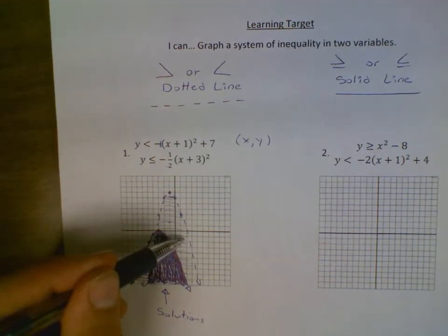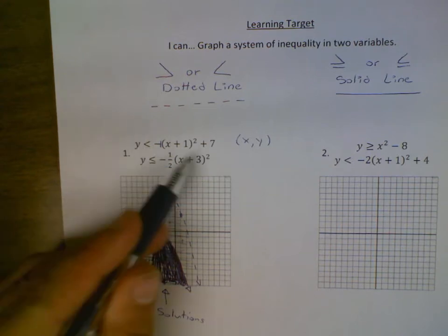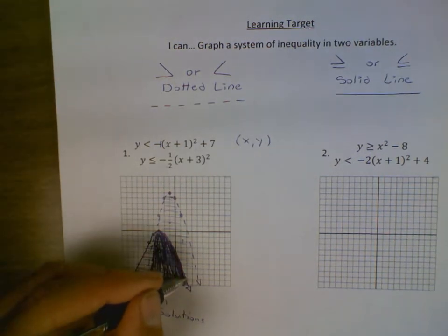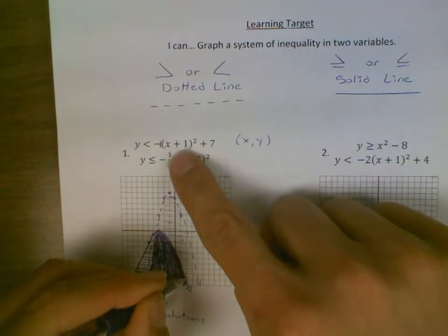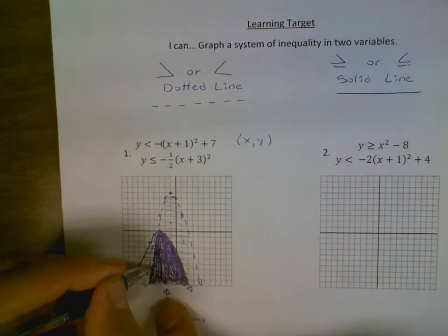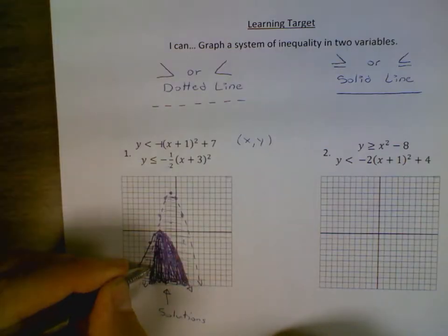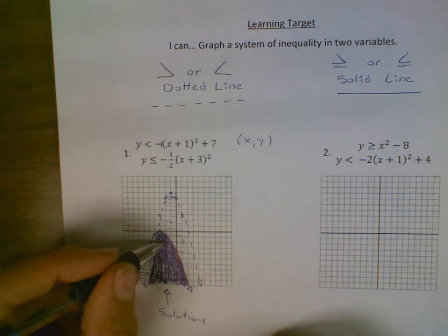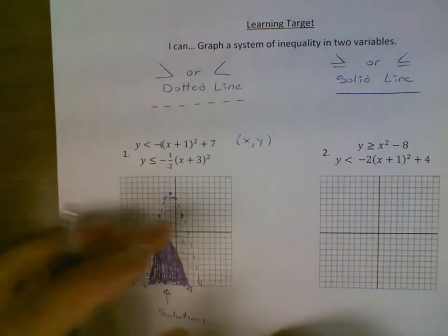Same thing over here. If I took this point, the answer is no. It makes the top one true, but it doesn't make the bottom one true. If I picked a point on this solid line, because the line is solid and it's in the shaded region, that's going to be a yes. If I pick the one on the dotted line, that's going to be a no because it doesn't make the dotted line one true. So it's got to be in the shaded region and on the solid line of the shaded region in order to be a solution.